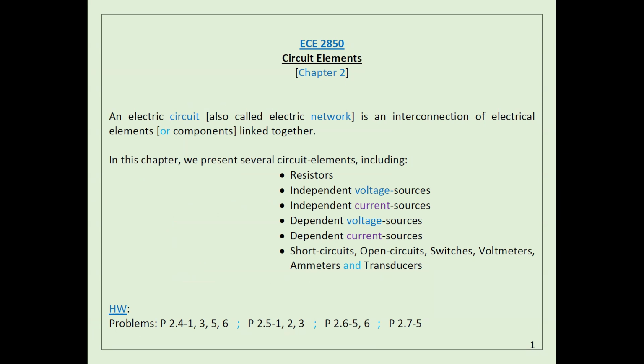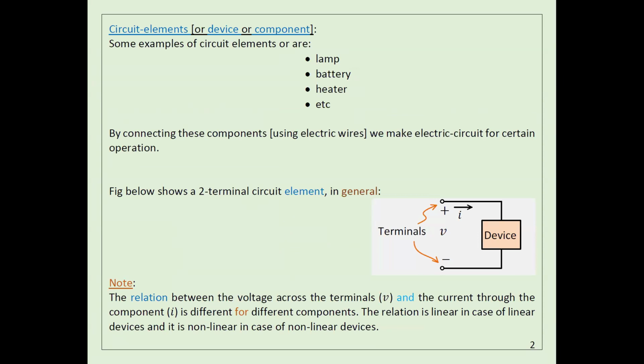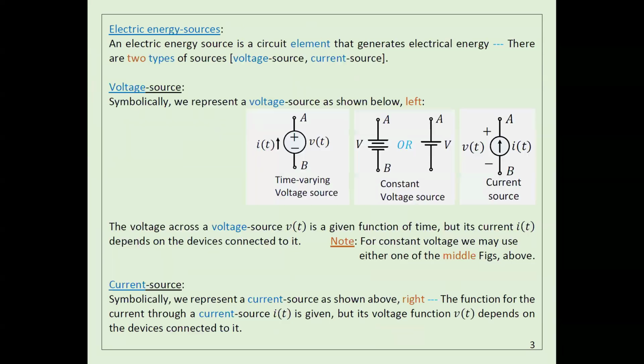Last time I started chapter 2. Chapter 2 is also a very small chapter. In this chapter, I started to discuss some circuit elements. So the first element here I discussed this. Here I told you whatever the element is, usually the relation between I and V depends on the element itself.